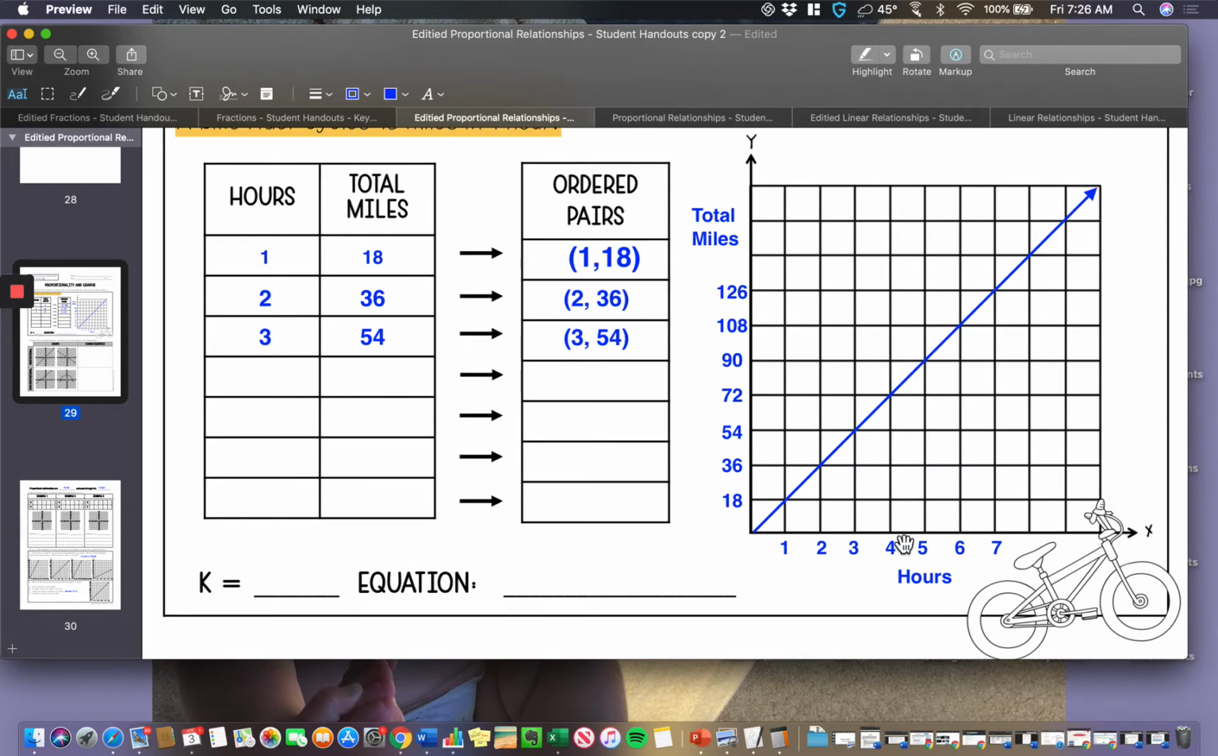So for 4 hours, I can go up from 4 and to the left and look and see that it is 72. So in 4 hours, he goes 72 total miles.